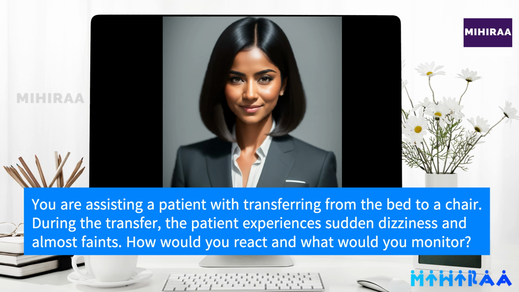Finally, I documented the incident thoroughly in the patient's medical record, including the circumstances of the near-fainting episode, the interventions provided, and the patient's response. This documentation ensured continuity of care and provided valuable information for the healthcare team to review and address any underlying issues that could prevent future occurrences. Through careful monitoring, effective communication, and prompt intervention, I aim to ensure the patient's safety and well-being during and after the transfer.